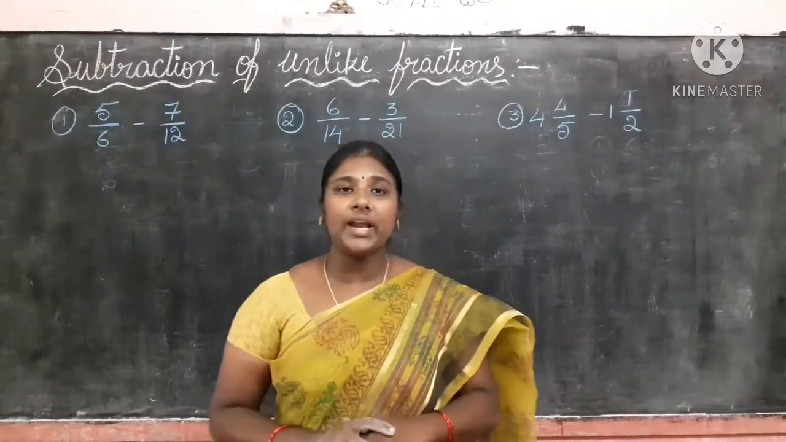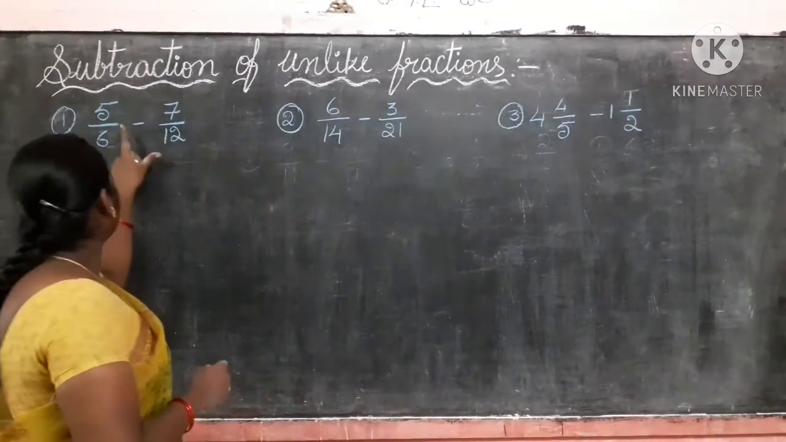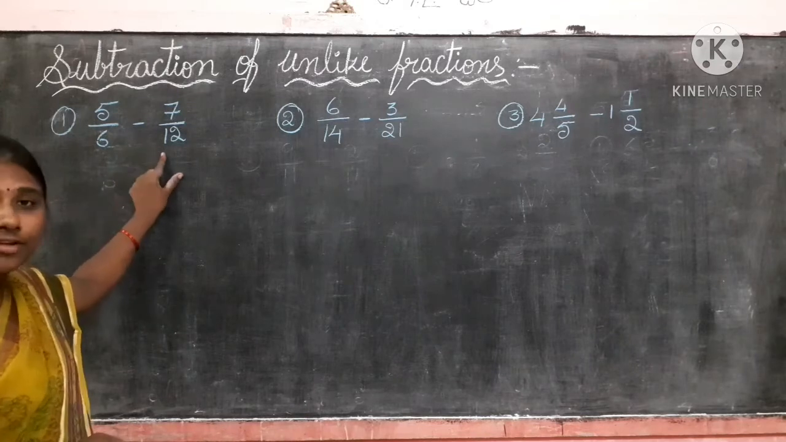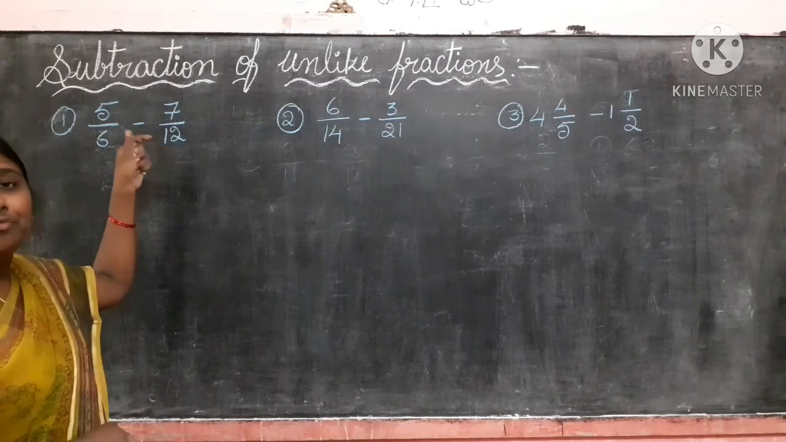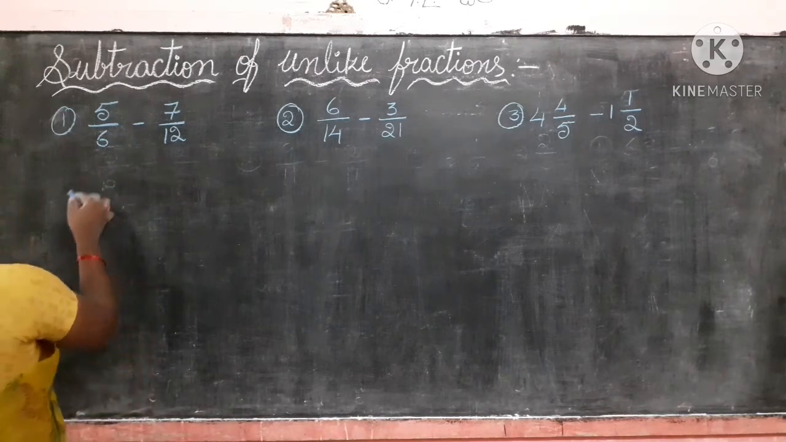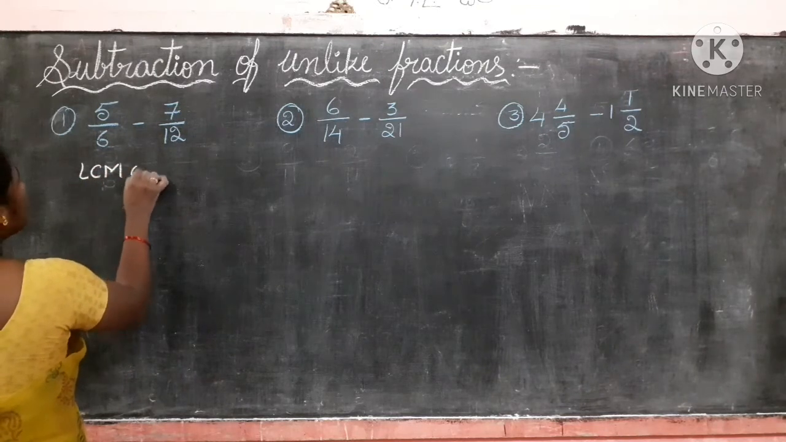Next one is subtraction of unlike fractions. In the first problem, 5 by 6 minus 7 by 12. These two are unlike fractions. When we are subtracting unlike fractions, we have to find the LCM of the denominators. Here what is the LCM? LCM of 6 comma 12.